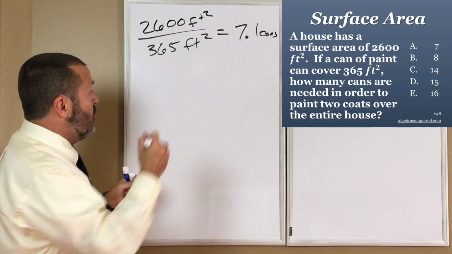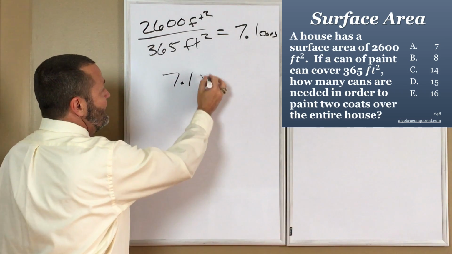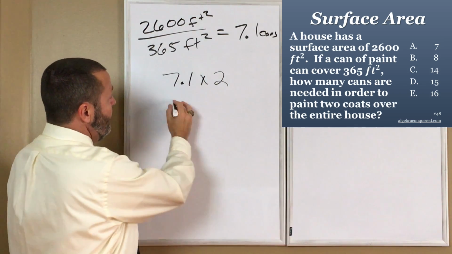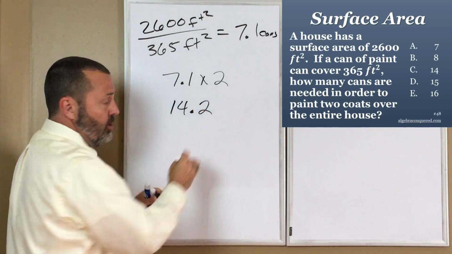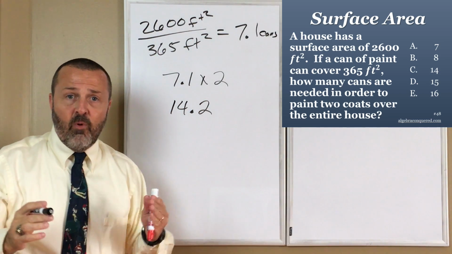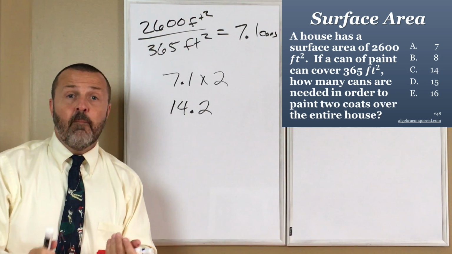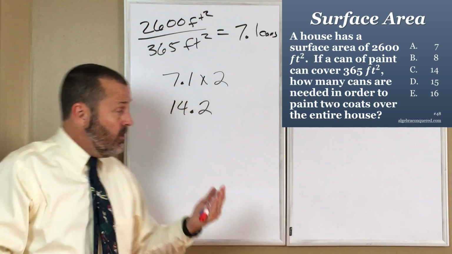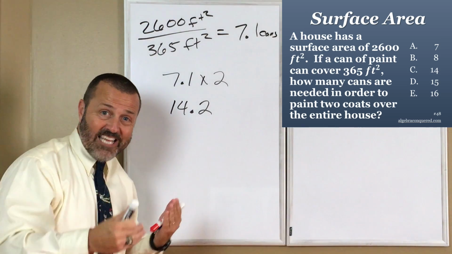But I propose we need to take the 7.1 times twice. Why twice? 2 coats on the given house, and we get 14.2. Now, you can't have 0.2. You got to buy 14 cans plus the 15th can, and you'll have a little bit left over. But it's 14.2 to cover exactly.